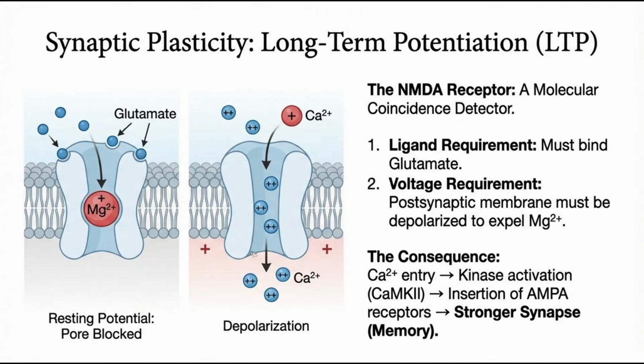The calcium that rushes in through the NMDA receptor acts as a powerful second messenger. It activates a whole cascade of kinase enzymes like CaMKII, which then do things like tell the cell to insert more AMPA receptors into that same synapse. So the next time the signal comes, the synapse is stronger, there are more receptors waiting to catch the glutamate, and the response, the EPSP, is bigger. That is the early phase of LTP, the strengthening.